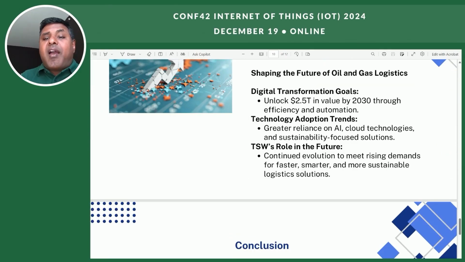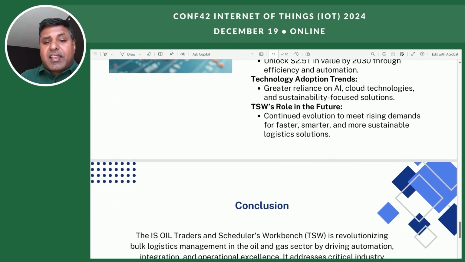Shaping the future of oil and gas logistics: digital transformation goals unlock 2.5 trillion in value by 2030 through efficiency and automation. Technology adoption trends: greater reliance on AI, cloud technologies, and sustainability-focused solutions. And TSW's role in the future: continued evolution to meet rising demands for faster, smarter, and more sustainable logistics solutions.